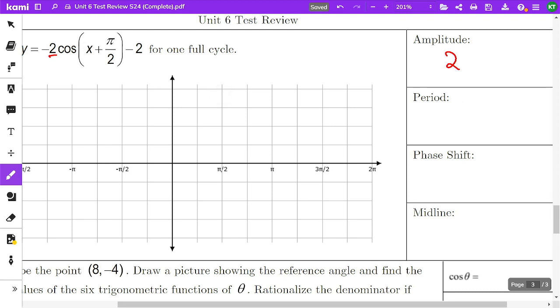We don't have anything there, so it's going to be b equals 1. So that means we have 2 pi divided by b. Again, b is 1, which is equal to just 2 pi. Our period is 2 pi. So we get those two things out of the way.